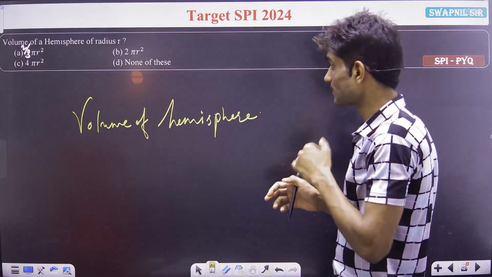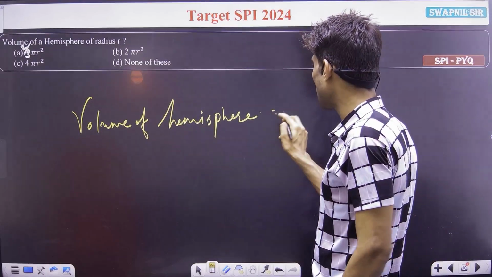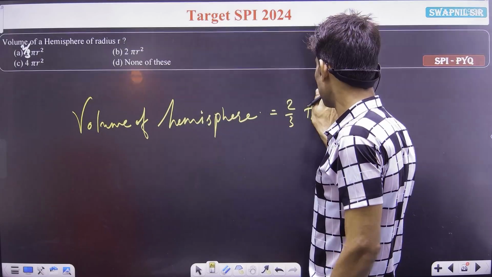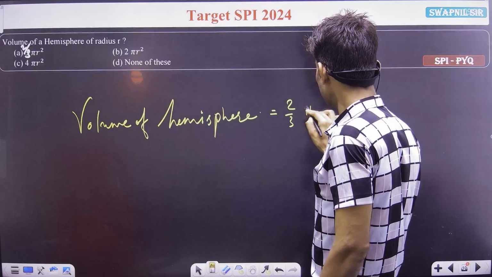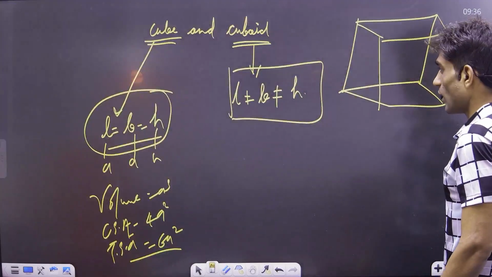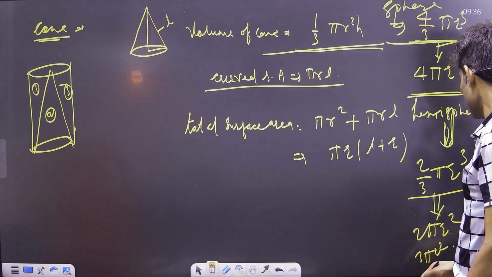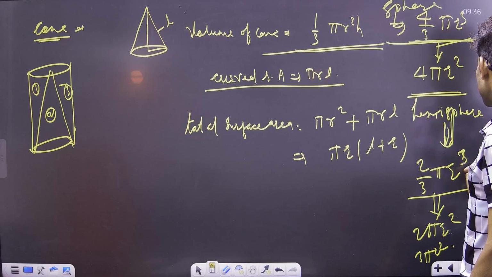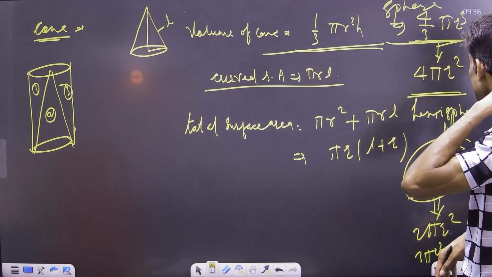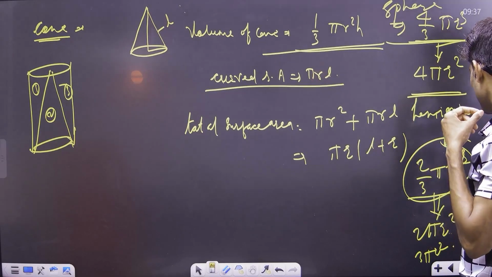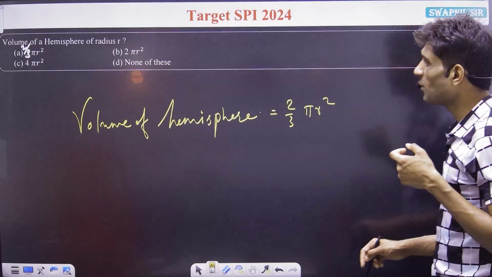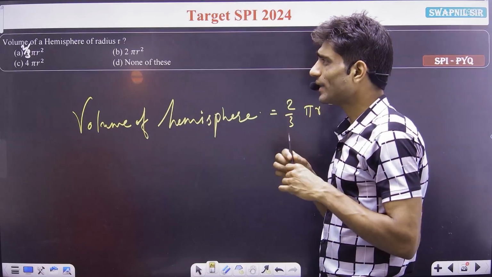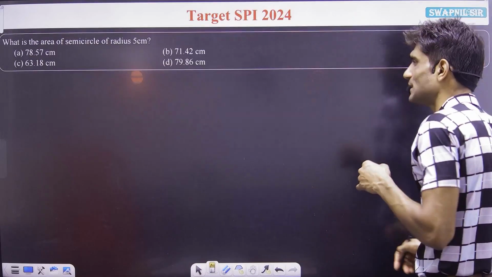So the volume of a hemisphere, we know that, is 2 by 3 pi r square, which I already explained here. We learned it here. Okay, about the volume of a cube, you all have to understand these are all formula based questions. That's it for this question, just a question which is based on the formula.